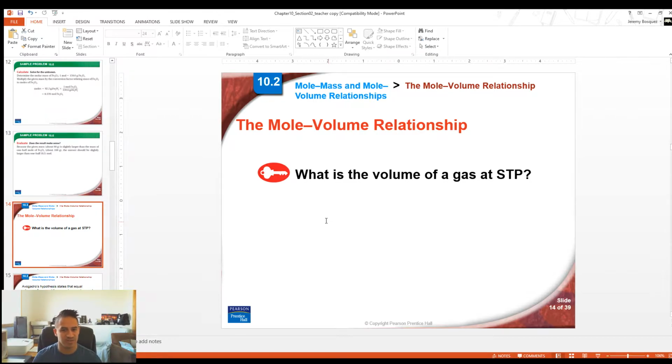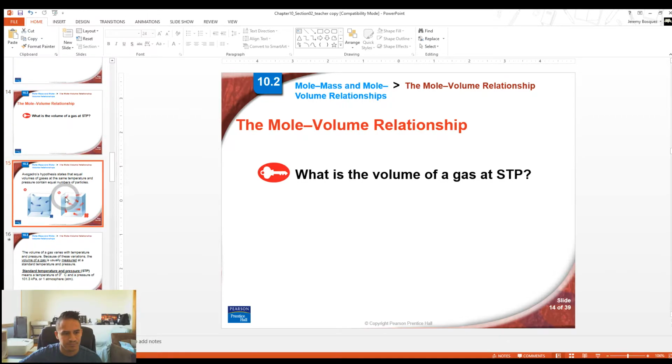Now, granted, you could find the mass of a liquid. You could put a container on a scale. You could zero the scale. You could pour the liquid in, and then you could see its mass. So that's one way to do it. Gas is, though, a little bit more challenging. So a lot of times we measure these things in volume.